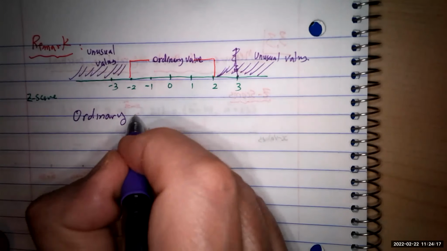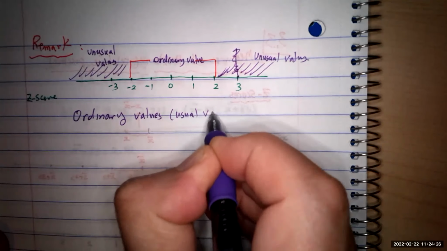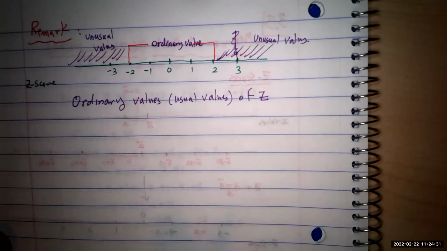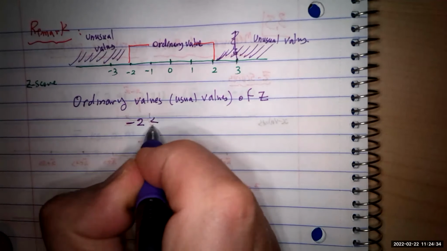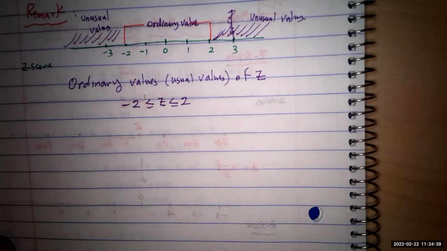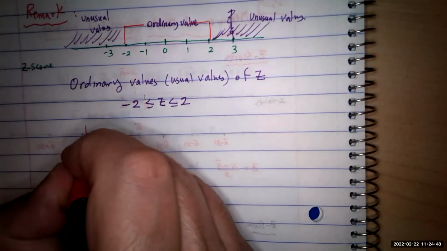So I write it down for you. You must know that the ordinary or usual values of Z are in this interval: -2 less than or equal to Z less than or equal to 2. So if your number is between -2 and 2, it's a usual, ordinary number. Otherwise, it is not an ordinary one, we refer to it as unusual.